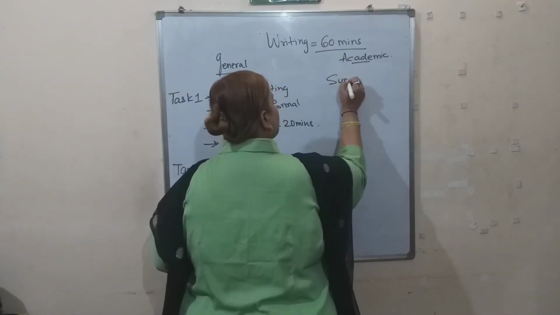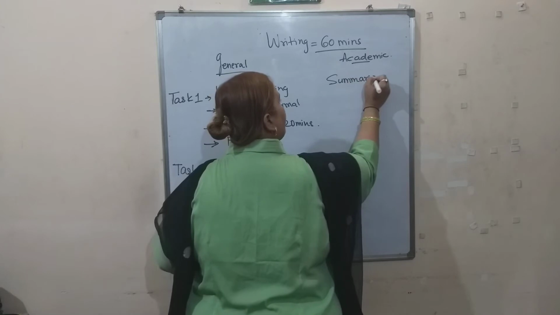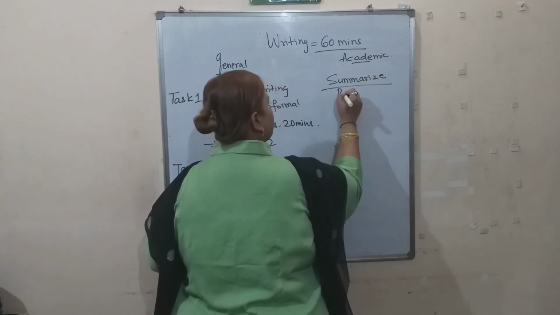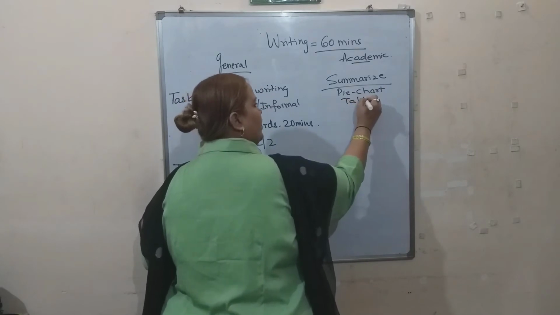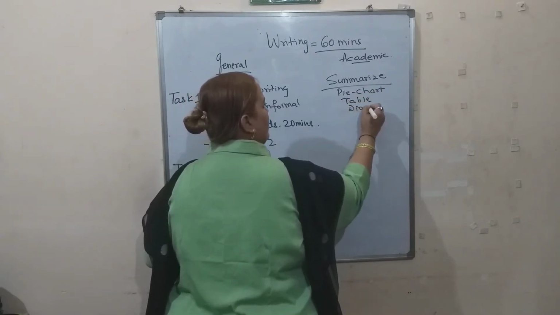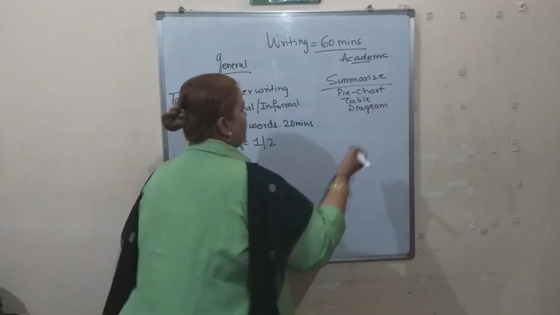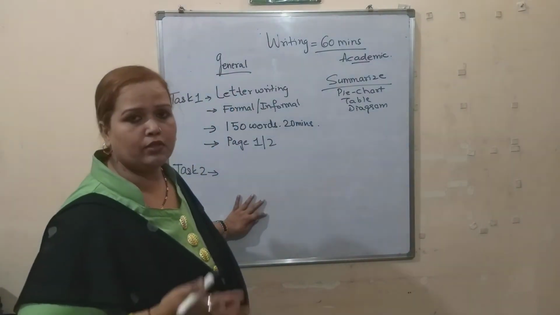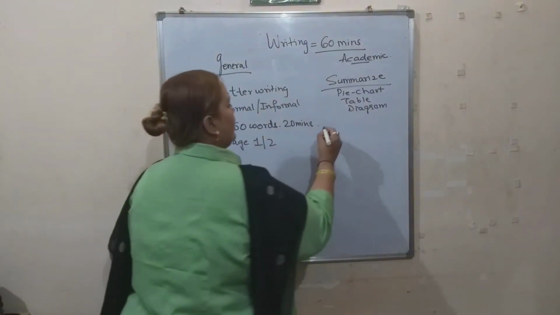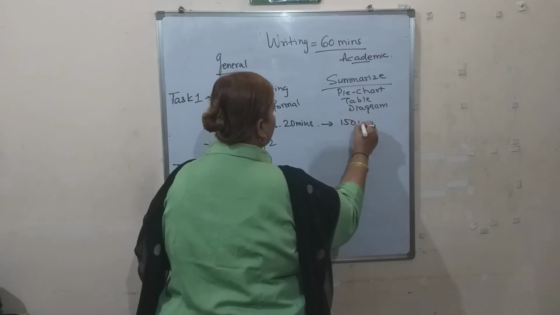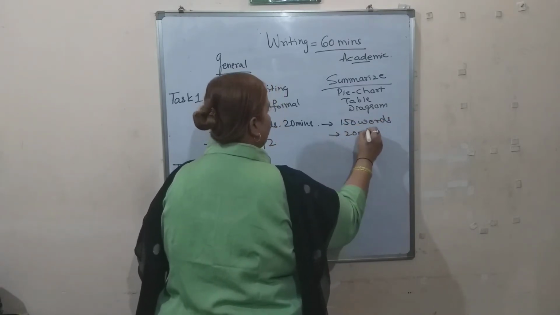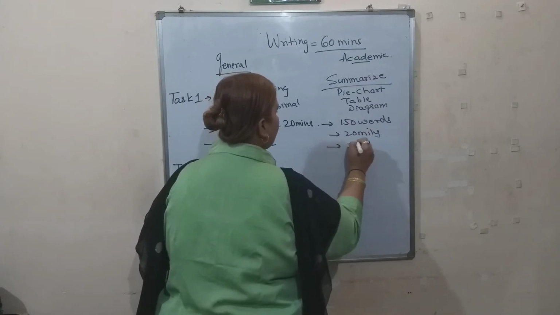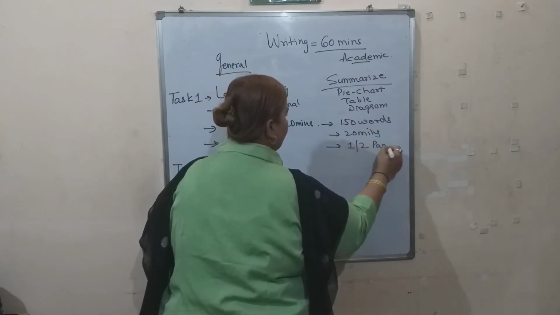The task is to summarize a pie chart or a table or a diagram. It means anything which is a picture, you need to summarize or explain that picture. And it is the same: a candidate needs to write 150 words within 20 minutes here also, and it should also be written on page number 1 and 2.